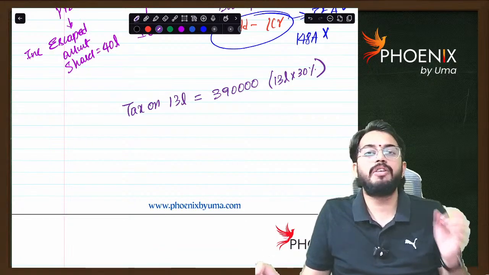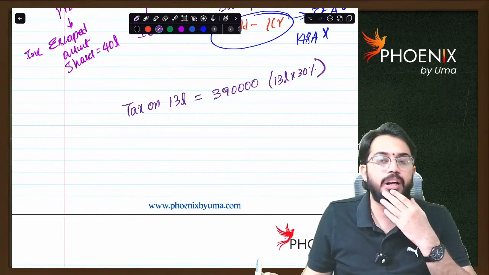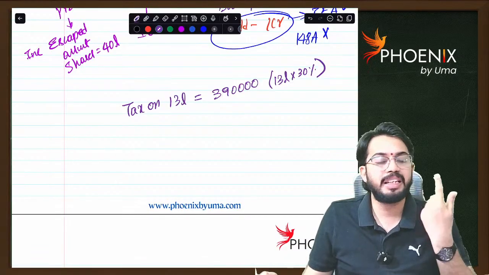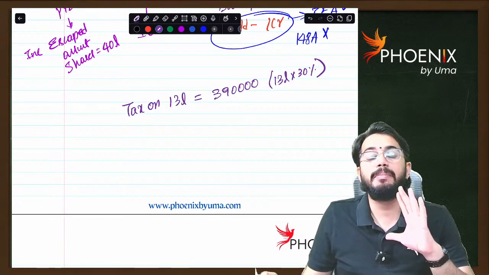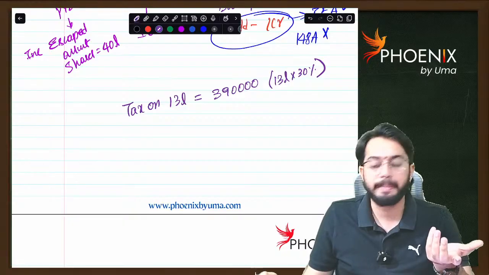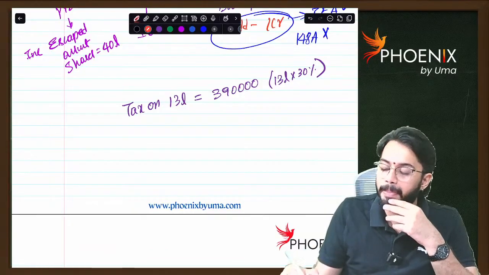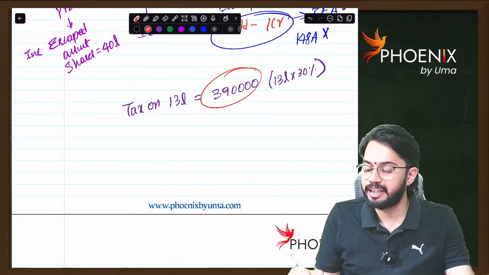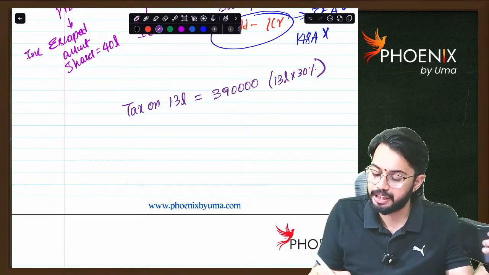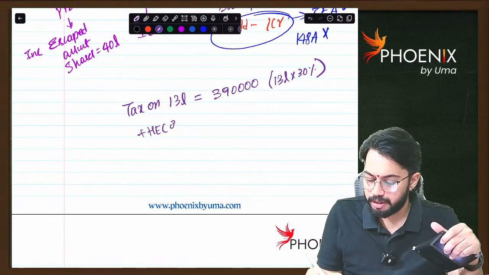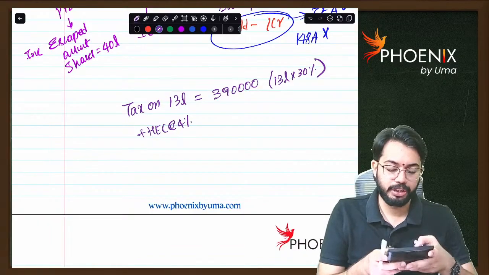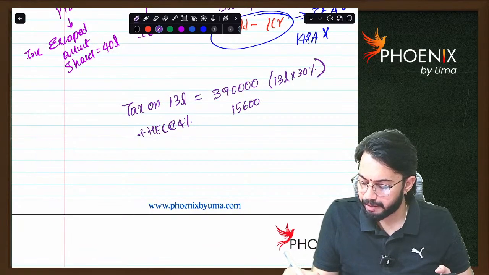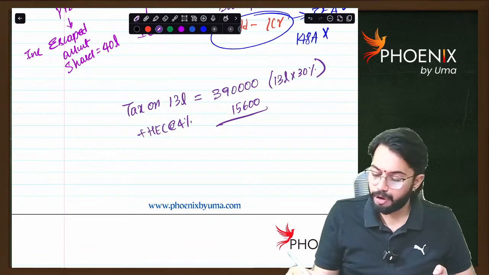Because of scrutiny assessment under 143(3), there is an increase in income of 13 lakhs. Whatever the increase in income is, it is not misreporting of income, it is underreporting of income. As it is underreporting, to the 3,90,000 we need to add HEC at the rate of 4%. 3,90,000 into 4% is 15,000. So the total is 4,05,000.